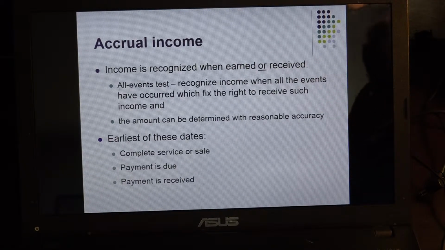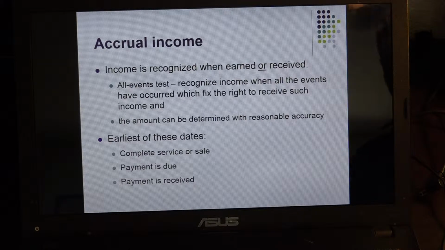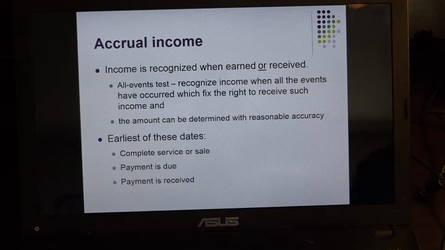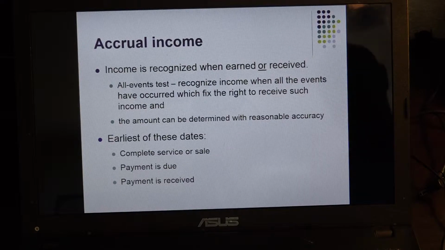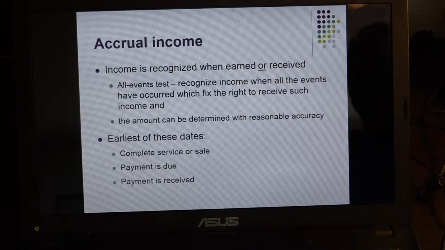Accrual income. Income is recognized when earned or received. You get into this all events test, which in general just says that you recognize income when all the events have occurred which fix the right to receive such income, and then the amount must be able to be determined with some reasonable accuracy. Well, that kind of sounds like what we talk about in financial accounting as to when we recognize income, right?